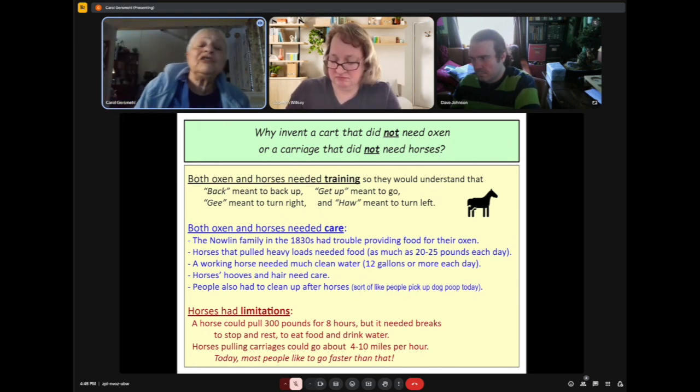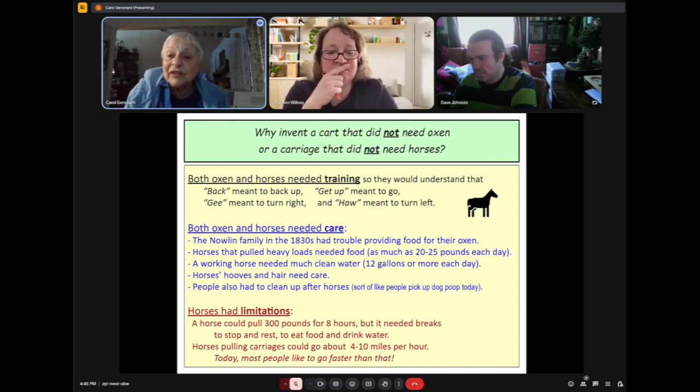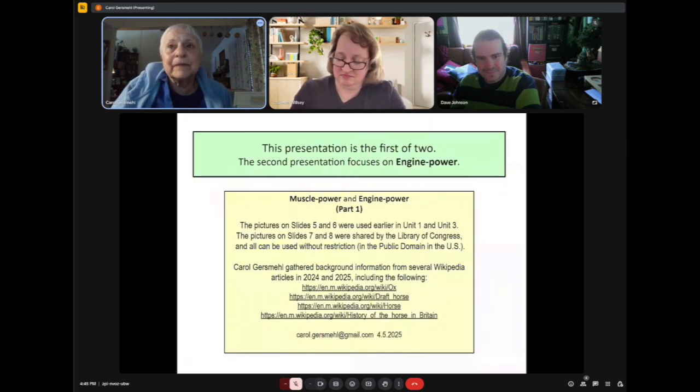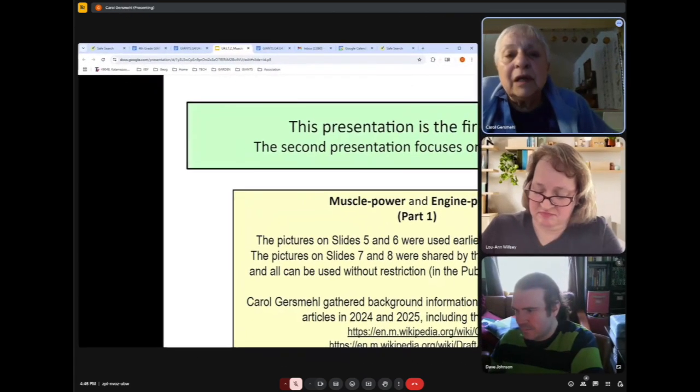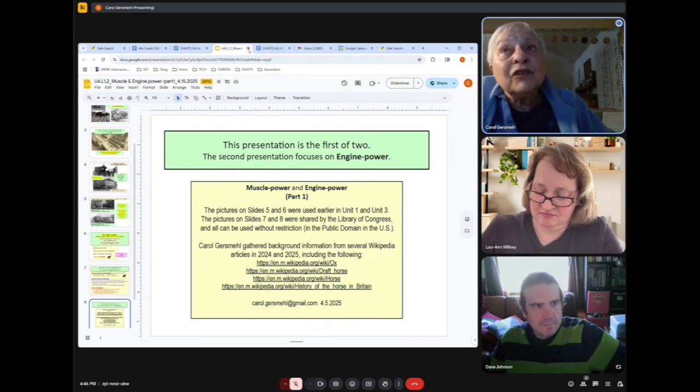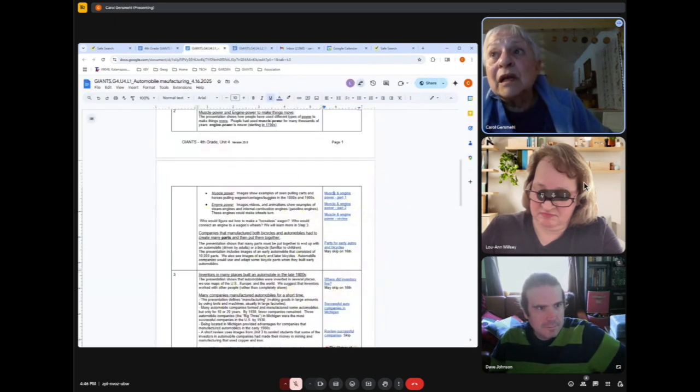Horses and carriages also couldn't go very fast. You want to go 10 miles an hour, that's as fast as you could go. And today, most people would like to go faster than that. And I think I can get out of this one, and we'll go to the next one. Because if we're going to not have horses, how are we going to make the cart go?